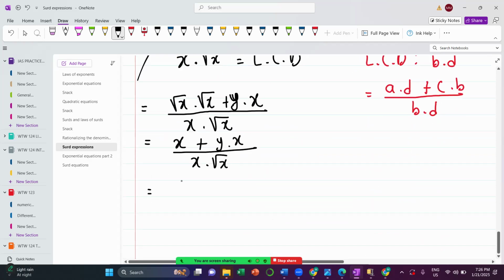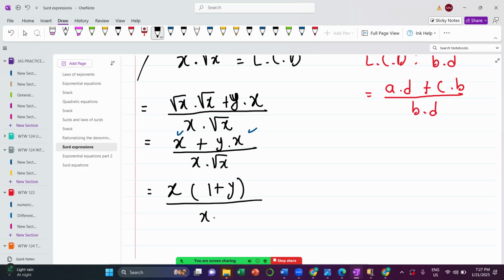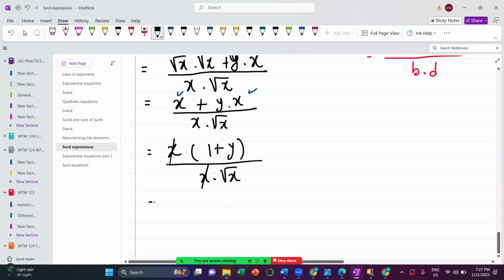Which is just equal to, I can just take out x as a common factor for the numerators because I have x here and I have x there. So I'm going to have x into 1 plus y all over x times root of x, right? And then check, this x is just going to cancel that x out, and I'm going to have 1 plus y all over root x.